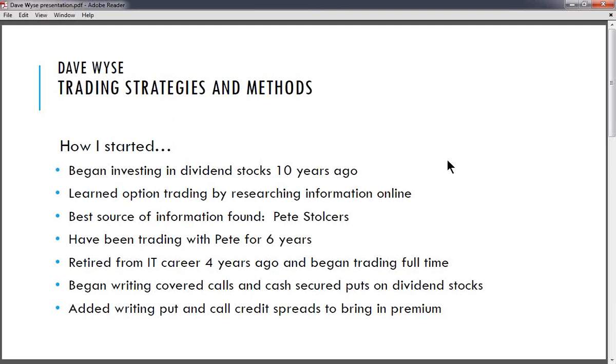So from there, I started to learn to write covered calls and cash secured puts on my dividend stocks, and that gave me a little bit of background on learning to trade options. And then I went to doing spreads on options. So it was kind of a gradual, step-by-step method through the whole investing and trading. I didn't just jump right in and start doing everything.